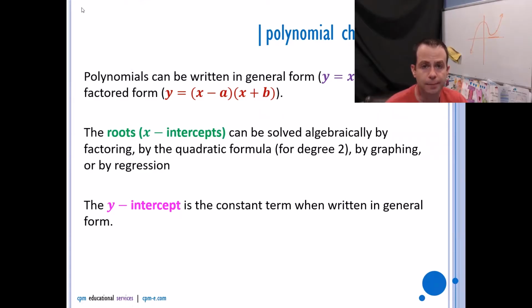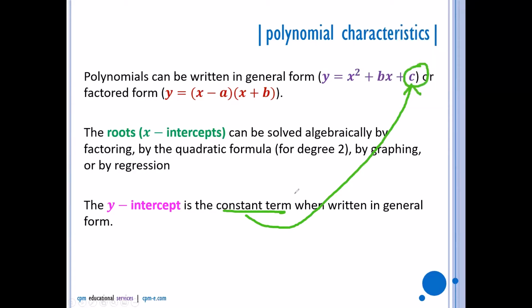The y-intercept is the constant term when written in general form. So if I took you up to this one, the constant term would be that one right there. It would be the number all by itself with no variable. I'm just going to hide myself for a sec so you can see where I circled.